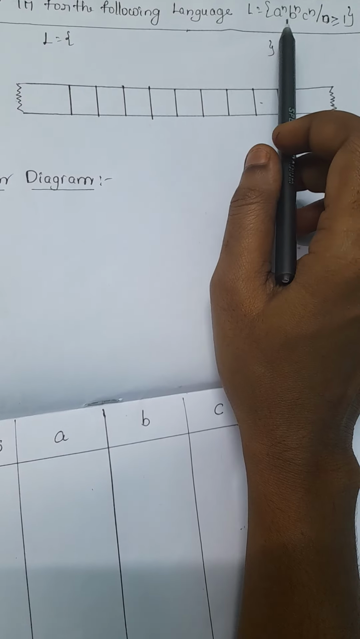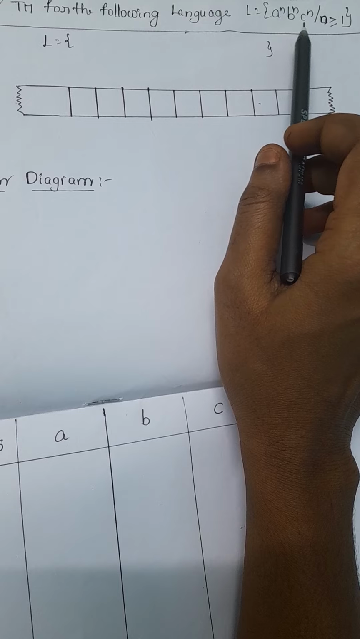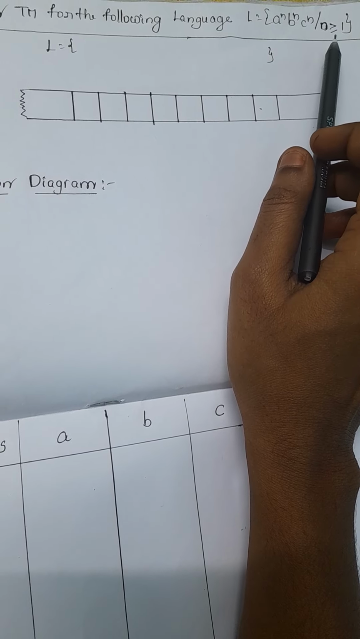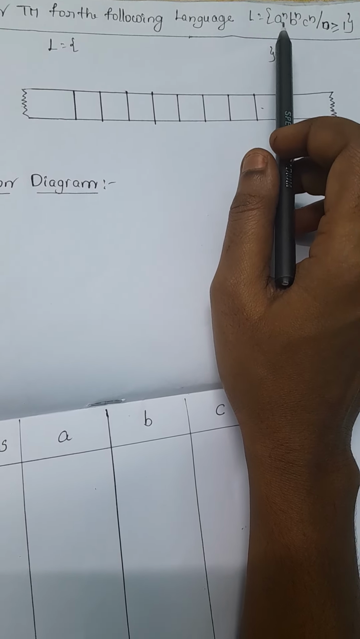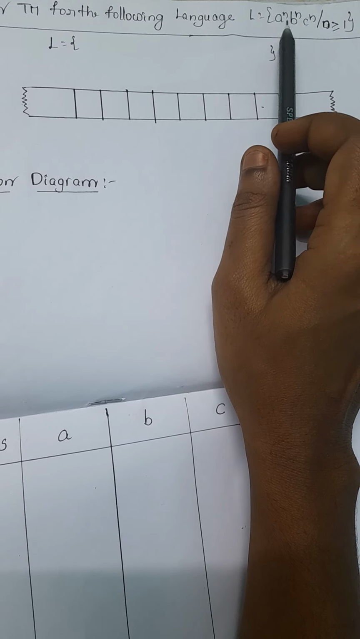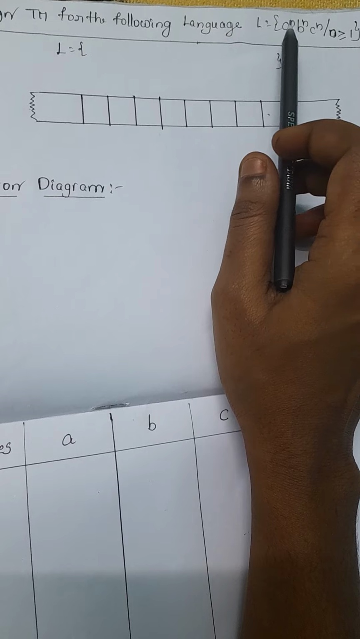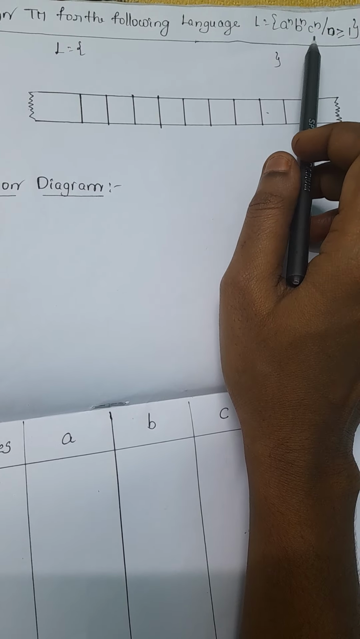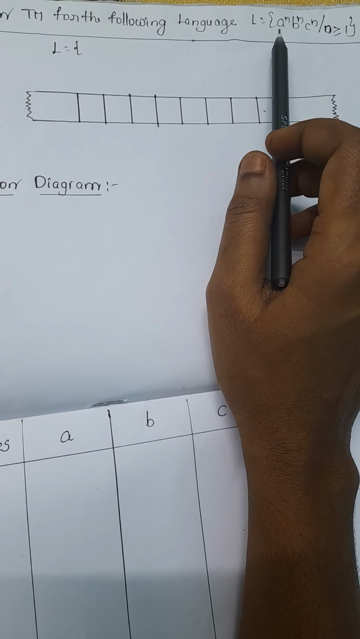So Turing machine for this language, a power n, b power n, c power n, where n is greater than or equal to 1. In the sense, here we are having three symbols a, b, c, and the powers of the symbols are same. If you are taking 1 in the sense 1a, 1b, 1c. If you are taking 2 in the sense 2a, 2b, 2c.